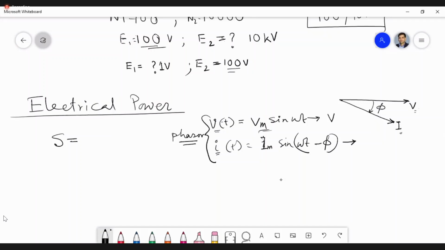So here we should write V with angle 0, because V has no angle with our reference. But the current has some angle with our reference, that is minus phi. So this is called the polar representation of the phasors. This is how we can represent a phasor in polar form.